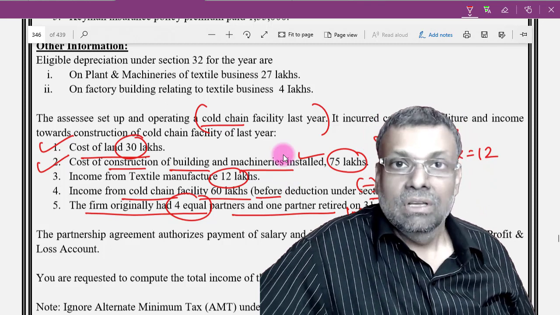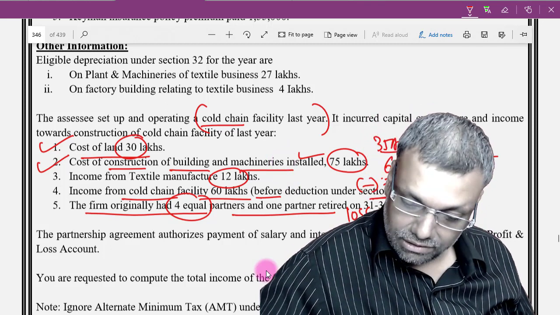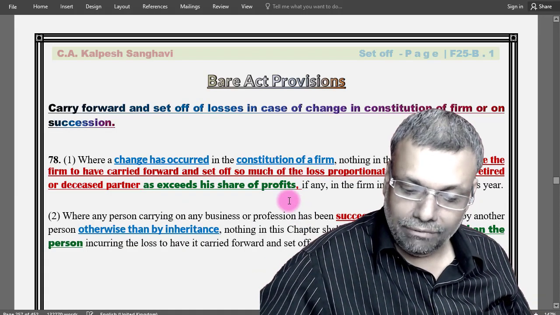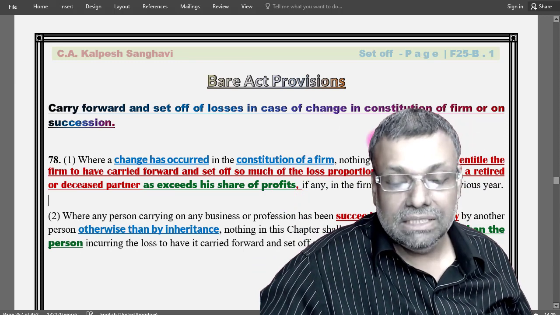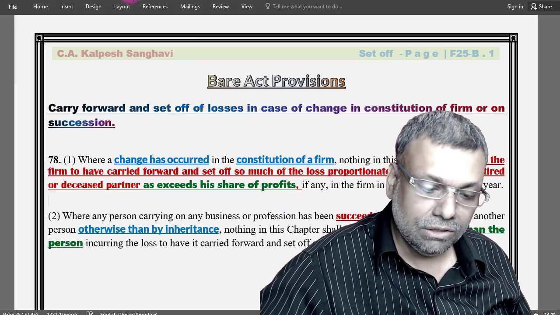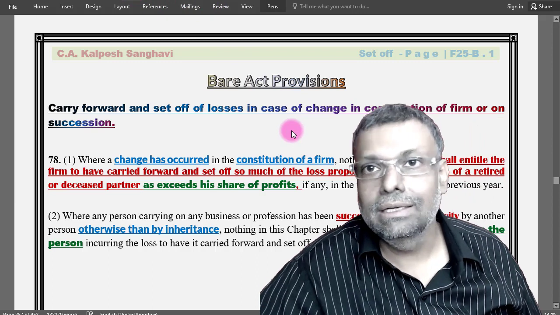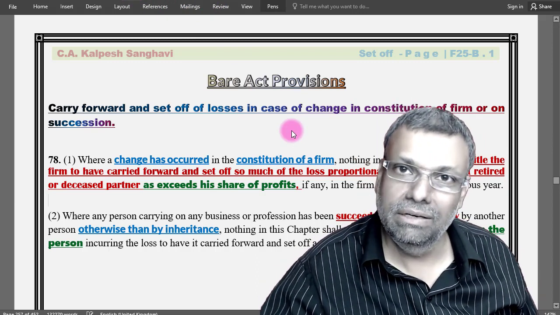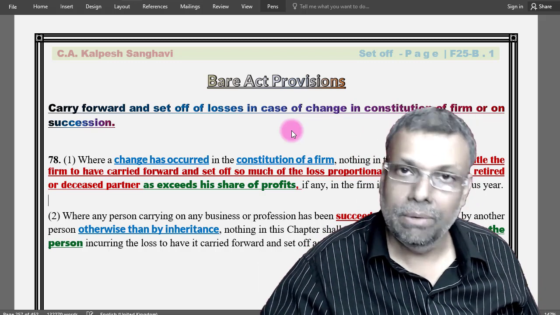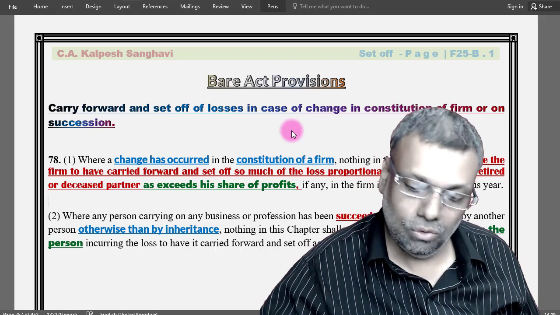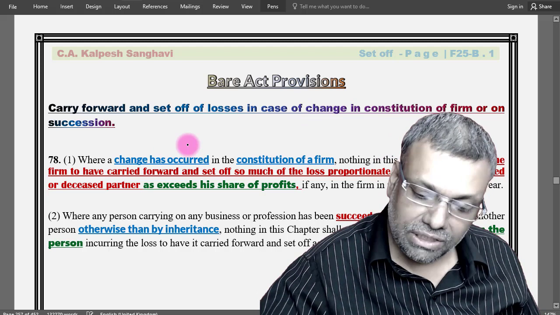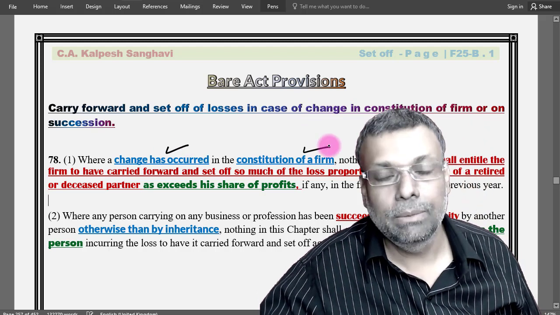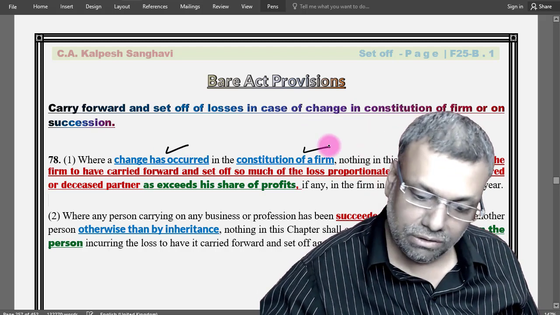Okay, now section 78. Section 78 is one of the carry forward set off provisions, specifically with respect to a partnership firm. Okay, and section 78 is a very beautiful piece of law. In detail also I will discuss, but in a different chapter altogether. However, right now I will give you the hardcore overview of that particular provision, where a change has occurred in the constitution of the firm.